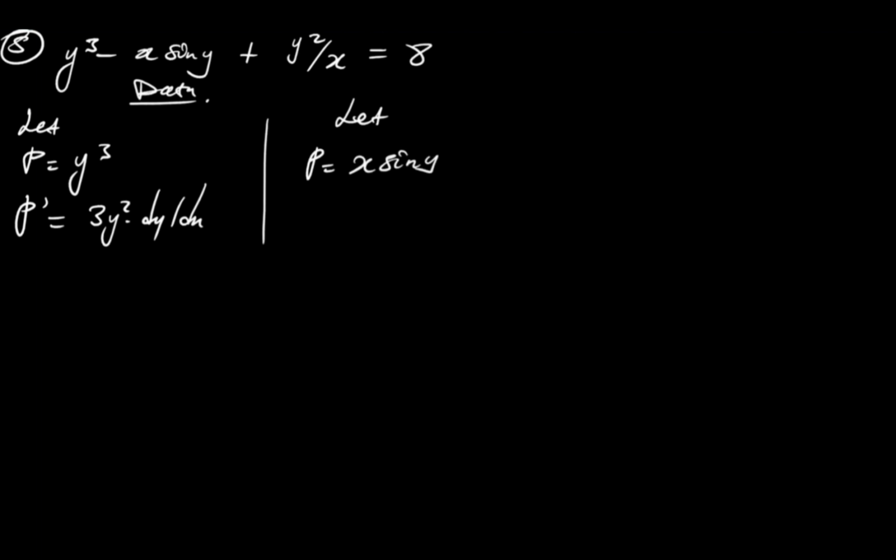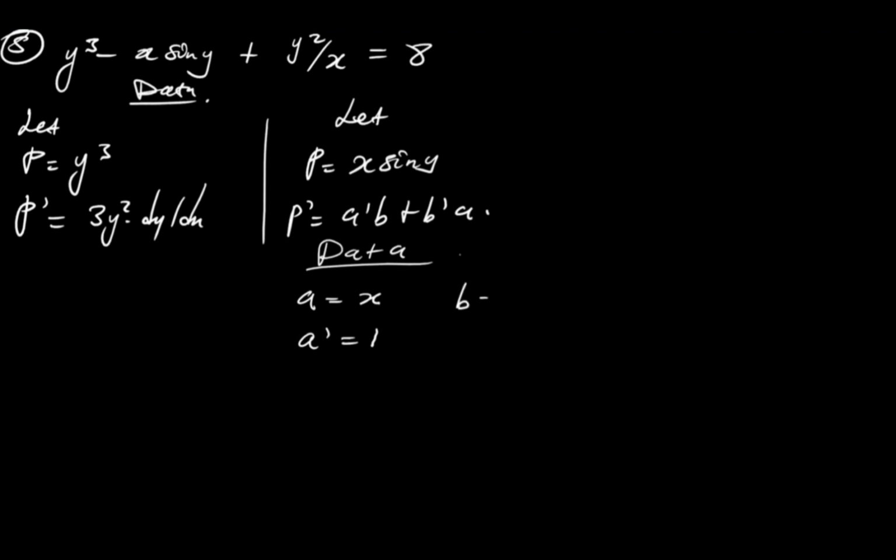Basically, this is the product rule. So I'll do p prime being equal to a prime b plus b prime a. Then I'll collect data and look for a. A is going to be equal to x. A prime is going to be equal to 1. Then b is going to be equal to sine y. Then b prime is going to be cos y. Remember, dy over dx.